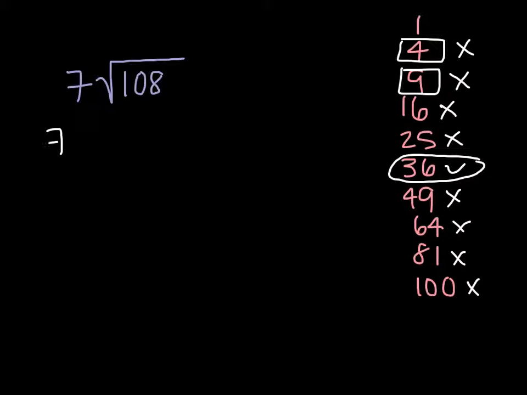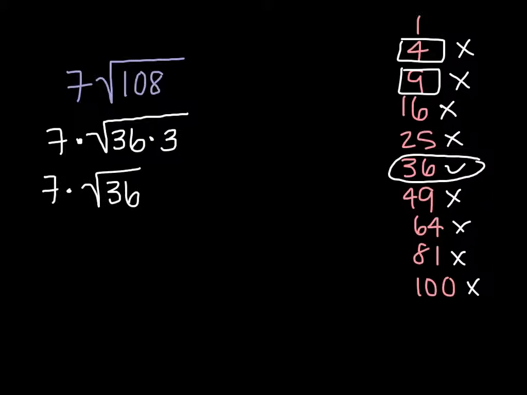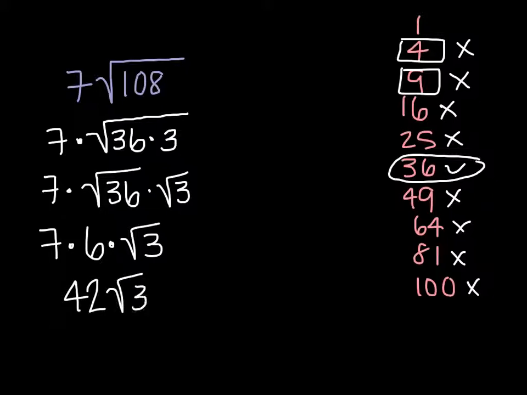This becomes 7 times the square root of 36 times 3, because 36 times 3 is 108. So now we're going to split up the radical. And what's the square root of 36? The square root of 36 is 6. Okay, and we've got to multiply by that 7 in front, so our final answer is going to be 42 root 3.